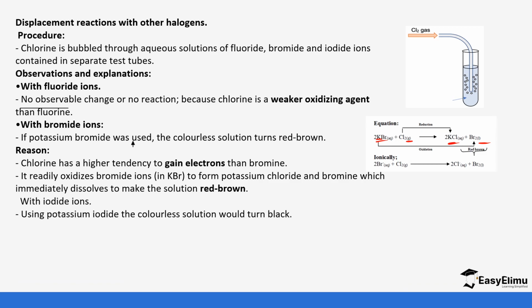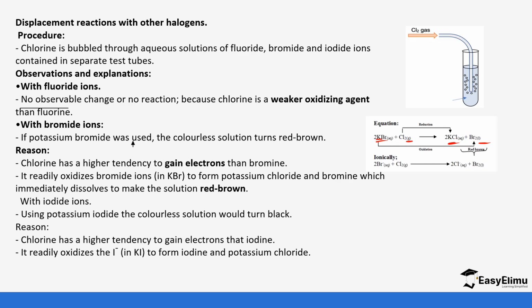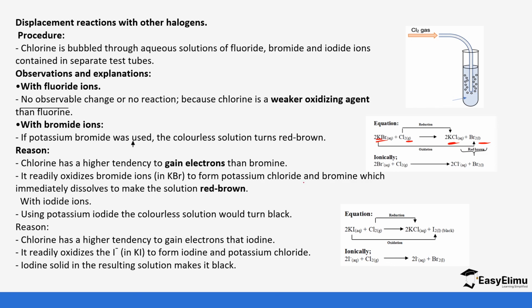And then with the iodide ions, this reaction also is going to occur because chlorine is higher than iodine in the reactivity series. So if we were to use the chlorine in potassium iodide, it will form a black solid that would be deposited, because chlorine will have a higher tendency to gain electrons than iodine. So it oxidizes the iodide ions to iodine and then forms chloride ions. So the iodine solid in the resulting solution makes it black. So you can see it can do that displacement. So when you react potassium iodide with chlorine, you form potassium chloride with iodine liquid given off.